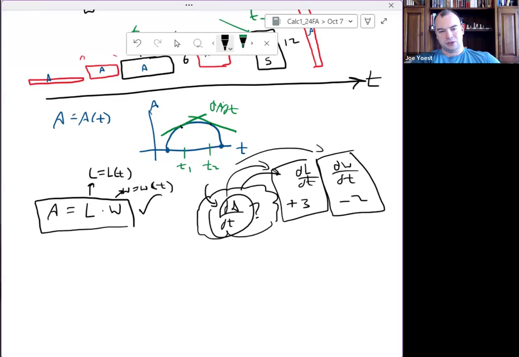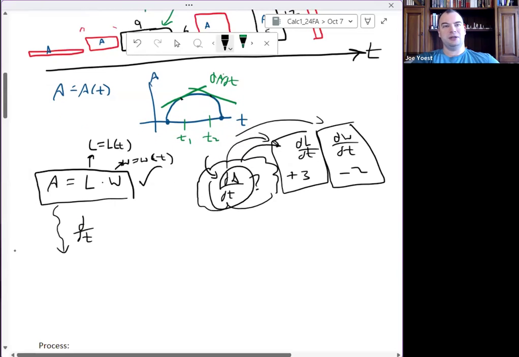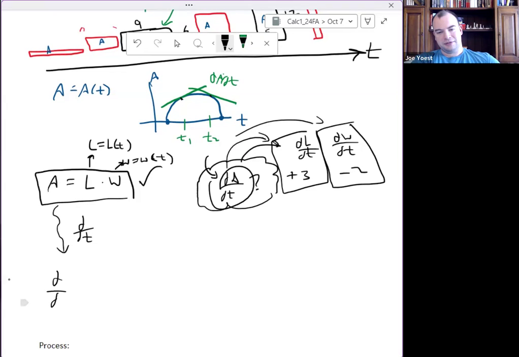Now I want to take that and relate dA/dt to dL/dt and dW/dt, and I do that by taking the derivative with respect to t on both sides. This just feels like implicit differentiation, right? I just apply this d/dt operator to both sides of my equation. Everything here is a function of t. I'm not writing out all of the explicit dependencies on t, but A, L, and W all depend on t. So on the left side, I just have d/dt of A, that's just dA/dt, the thing that I'm interested in. On the right side, it's super tempting to just write dL/dt times dW/dt.